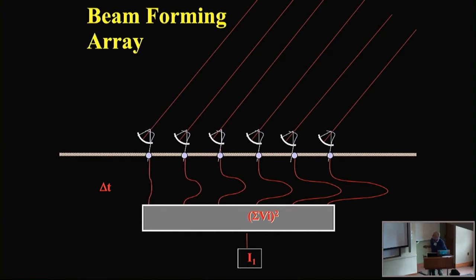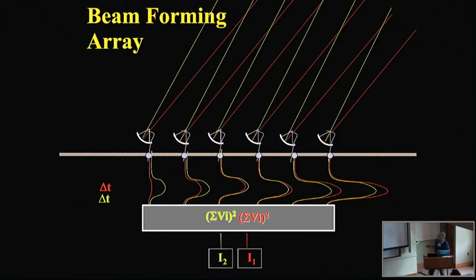So this is forming one beam. This is what I just showed you with different delays. But if you change the delays, you can look in a different direction. So here I've changed the cable lengths, and now I'm sensitive to a different direction.